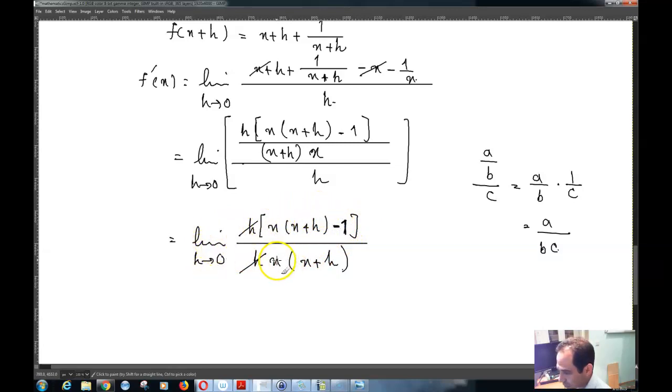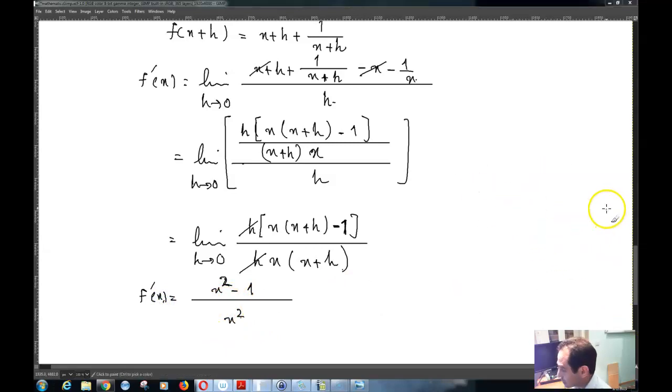so as h tends to 0, over here in the numerator you will get basically x squared minus 1, and over here you will get x squared. And again, you can see that this function, which is the derivative of f of x, this is f prime of x, is again not defined at x is equal to 0.